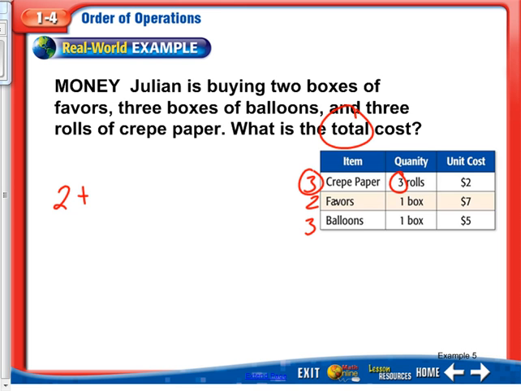Now, if we want 2 favors or 2 boxes of favors, 1 box is $7. So we're going to do 2 times $7 because we don't want just 1 box, we want 2 boxes. All right, now since we're trying to find a total, we're going to make that addition. Now we want 3 boxes of balloons. Okay, 1 box is $5, so we're going to do 3 times 5.